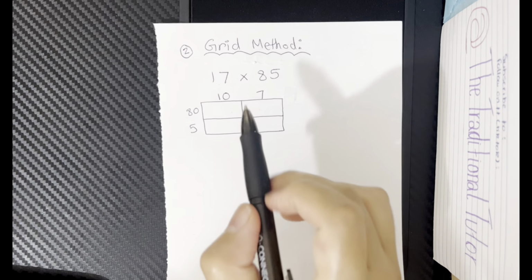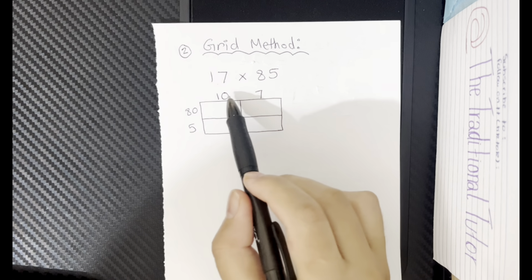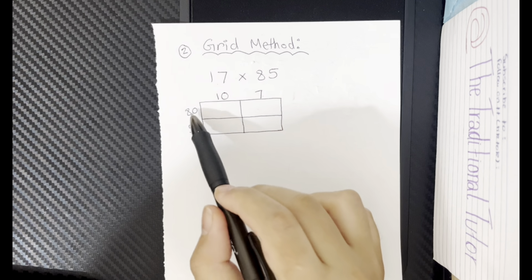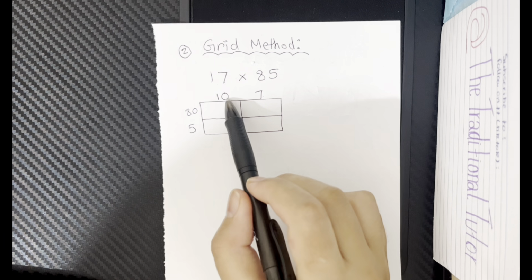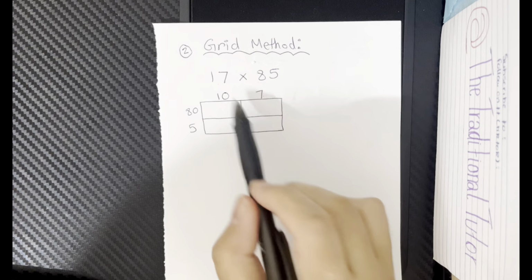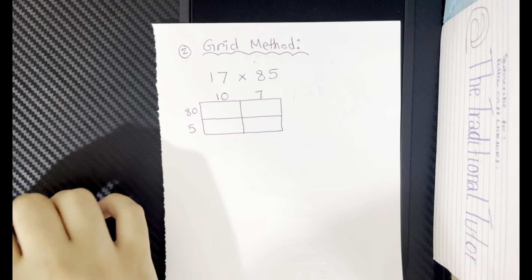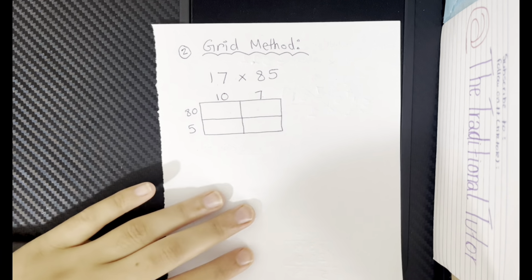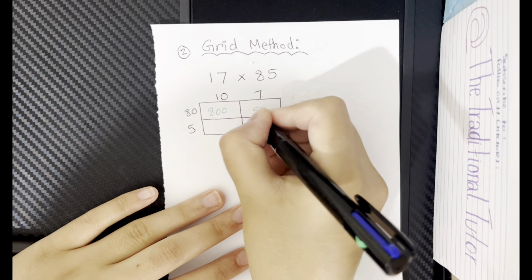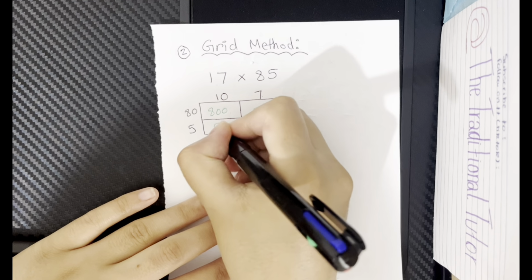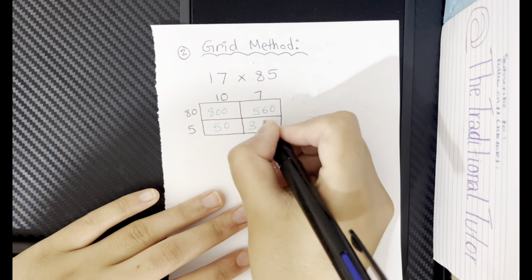Okay, so again with the grid method as well, it doesn't matter which order you put your numbers in. So I could have put my 85 at the top and my 17 down here. It would still give me the same answer because all I'm doing is multiplying all the different parts of my number together. Okay, so I've got 80 times 10 first of all, which gives me 800. Then 80 times 7, which gives me 560. 5 times 10 is 50, and then lastly 5 times 7 is 35.